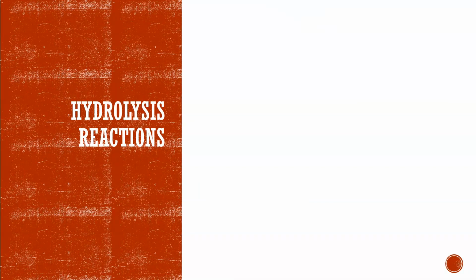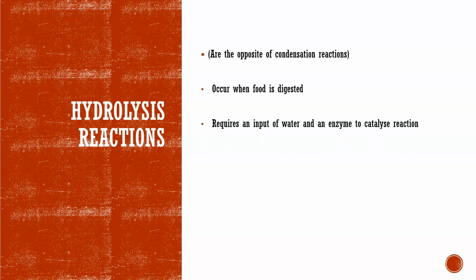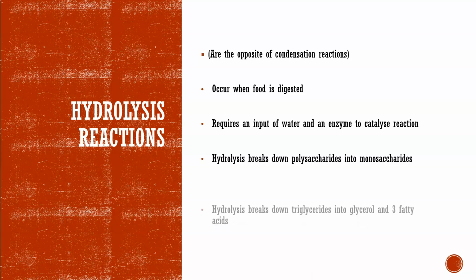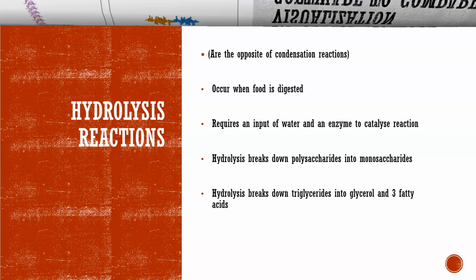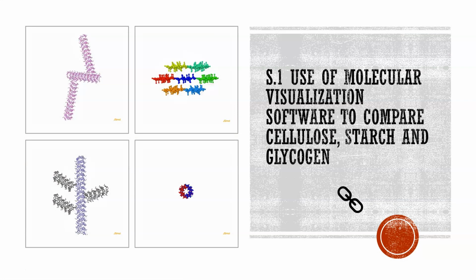Alrighty, now we looked at condensation reactions. Now we're going to have a look at hydrolysis reactions. Now, of course, these are, as I said earlier, the opposite of condensation reactions. They tend to occur when food is digested. They require an input of water and an enzyme to catalyze the reaction. Hydrolysis breaks down polysaccharides into monosaccharides. Hydrolysis breaks down triglycerides into glycerol and its 3 fatty acids. So hydrolysis is that breakdown.